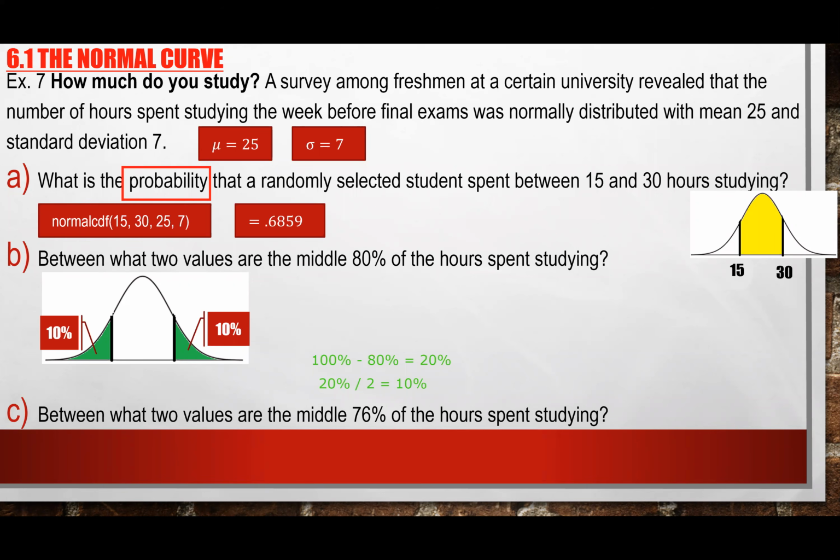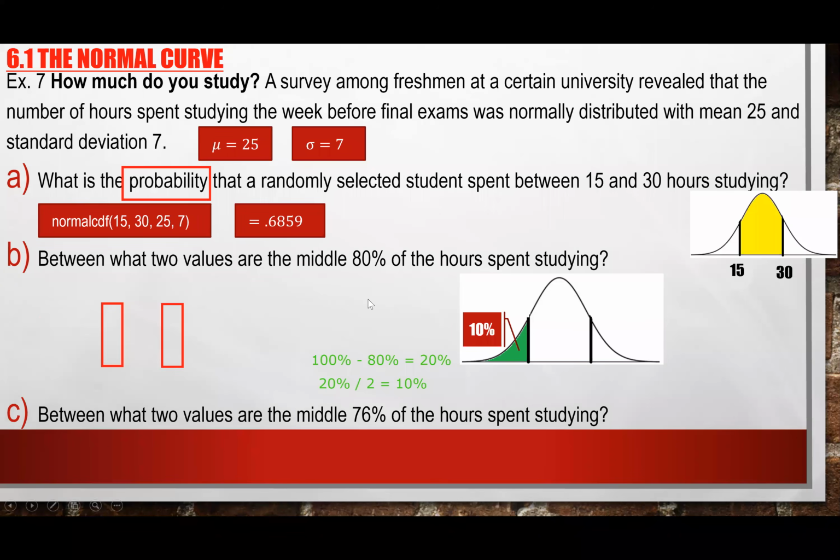And if we have this, then all we need to do is find these two values, right? They ask me what are the two values, and because I'm looking for the value, I need to do an inverse norm. For my inverse norm, I need to know the area to the left of the first value, and the area to the left of the first value will be 10%. All I need to do is put in inverse norm 0.1, comma, the mean, which is 25, and the standard deviation, which is 6.